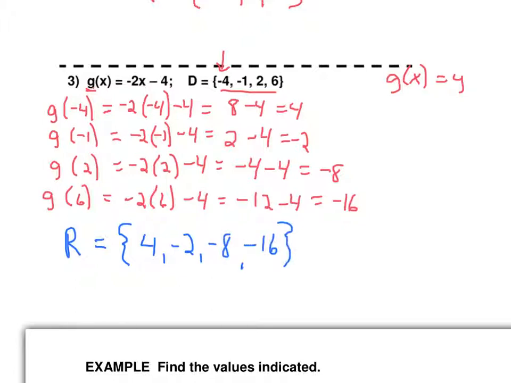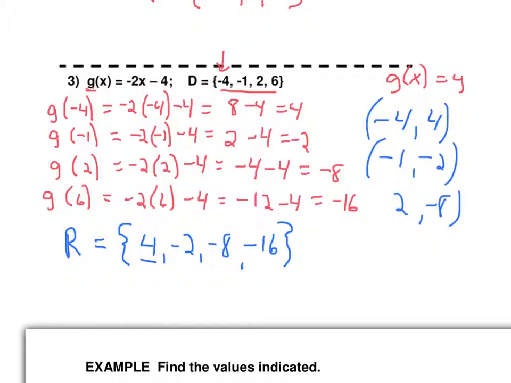And again, the ordered pairs that are represented by this function: negative 4, positive 4, negative 1, negative 2, and then 2, negative 8, and 6, negative 16.